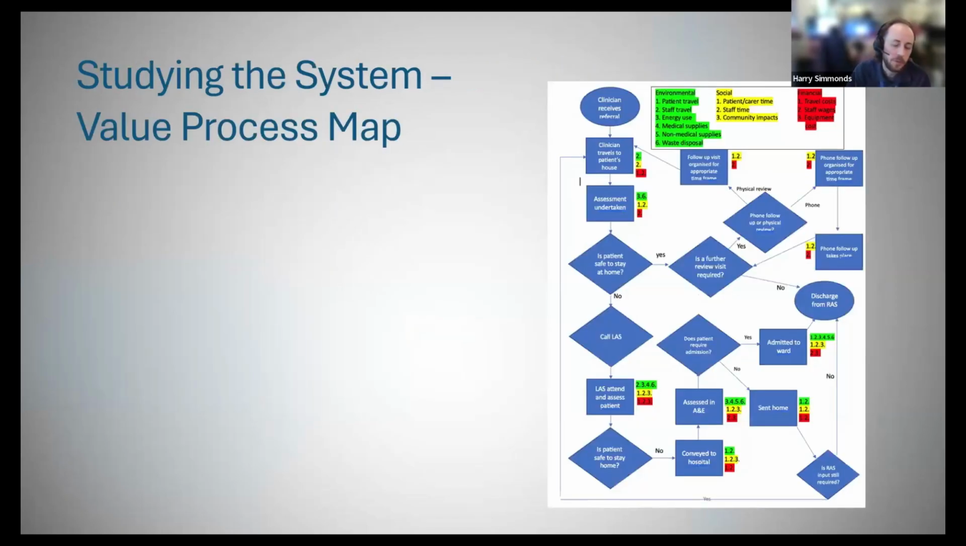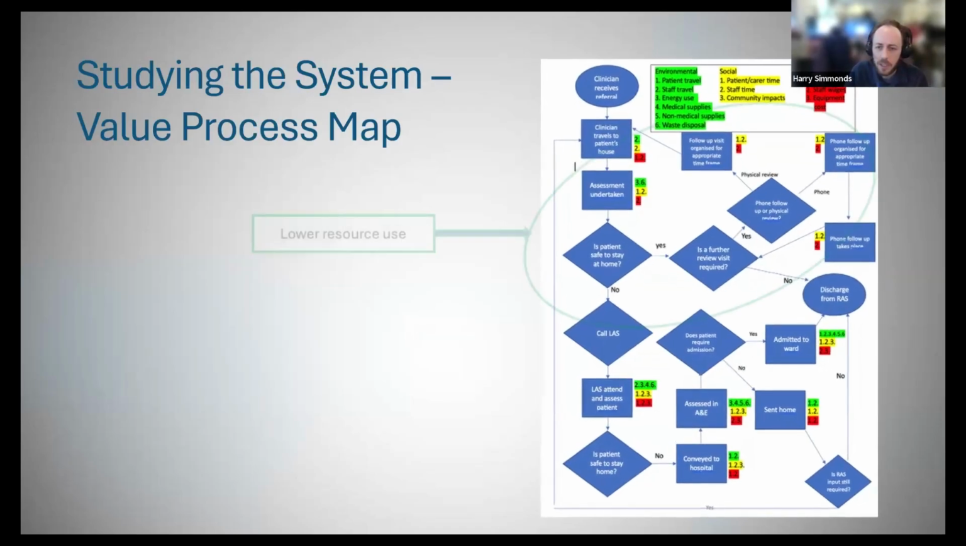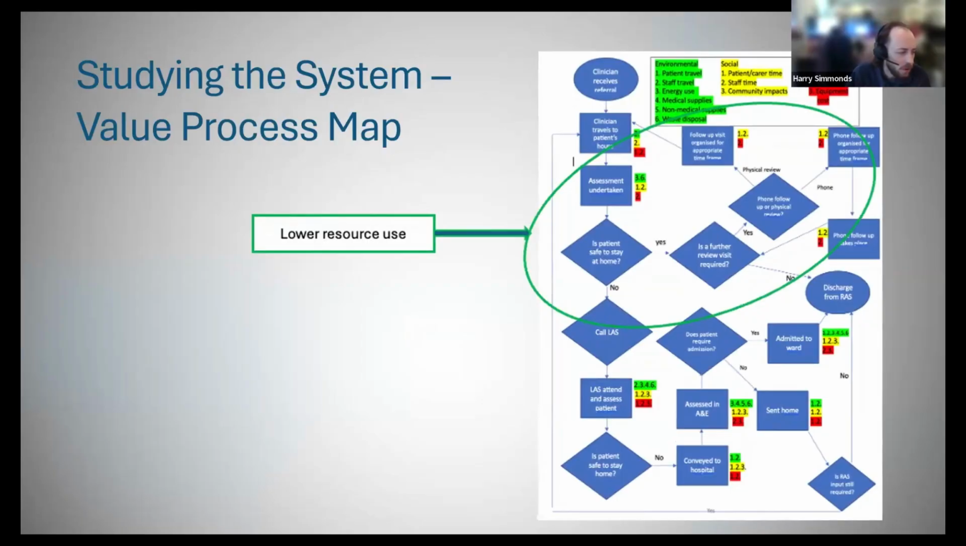So a value process map of the UCR pathway was created and analysed to inform the decision of where to fit the change intervention into the process that would add the maximum value to the triple bottom line. And next slide. So the top of the process we analysed as having showed the lower resource use, and this was looking at environmental, social and financial impact. Next slide.